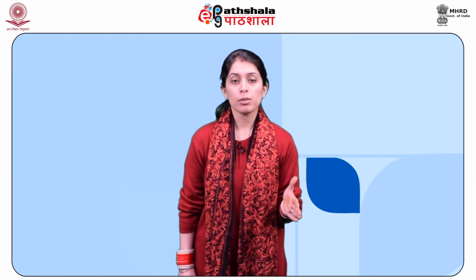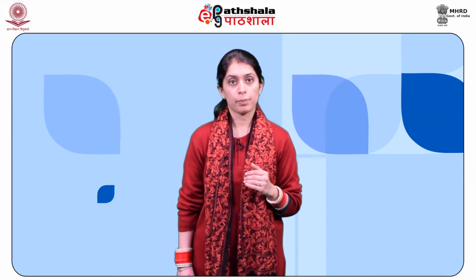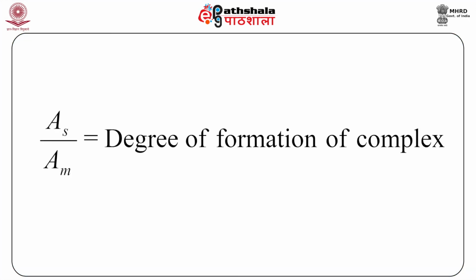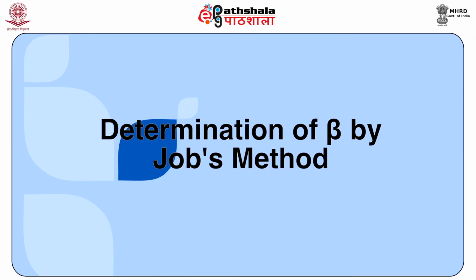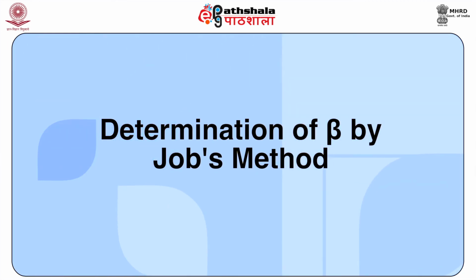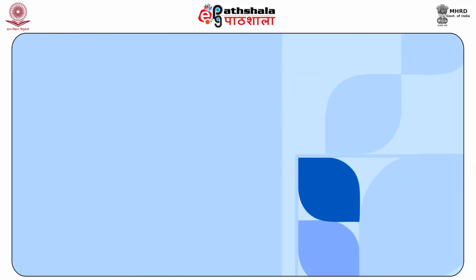Job's method is also used for calculating the approximate value of the stability constant. From the degree of formation of the complex, the values of free metal and free ligand are calculated, and from there the stability constant of the complex can be calculated. Let us see how we can use Job's method for determination of beta, that is the stability constant.